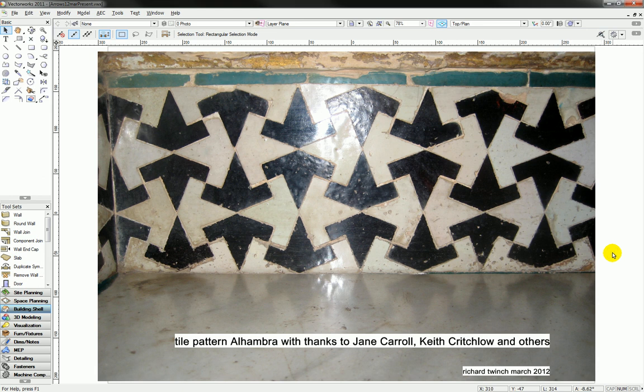This is the pattern we want to look at and analyse. Our pattern, thanks to Jane Carroll, Keith Critchlow and others, is from the Alhambra and looks deceptively simple but is very subtle underneath, as I hope to show you.